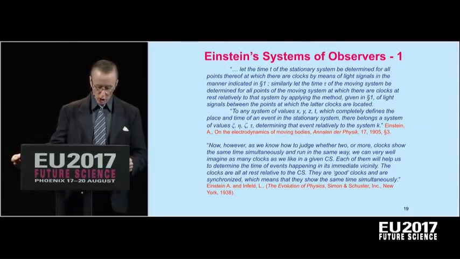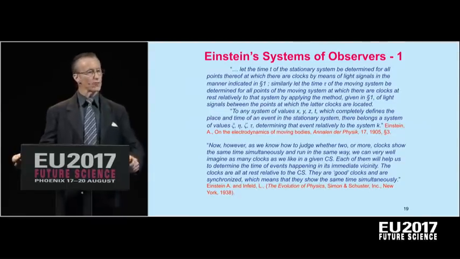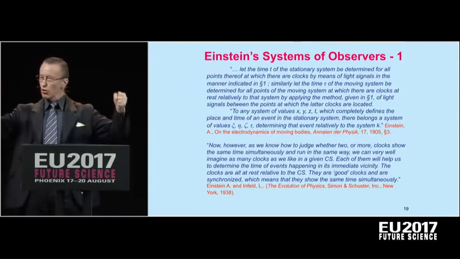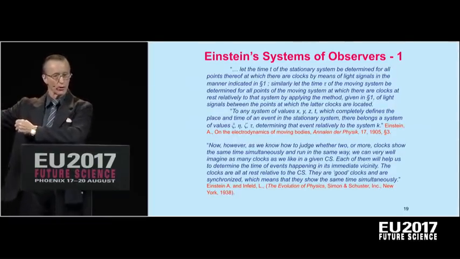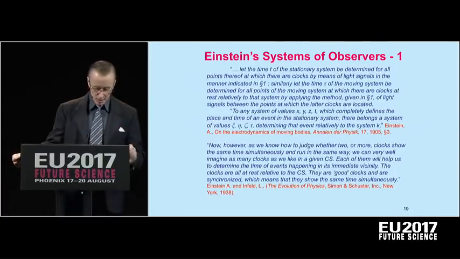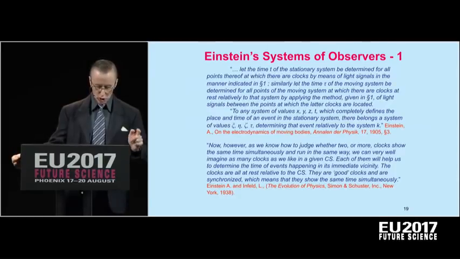Similarly, let the time tau of the moving system. So he's got first a system of stationary observers with all their clocks, and then he's got another system over here, one's t and one's tau for their times. I've lost my place. I'll go right back and read anyway. Similarly, let the time tau of the moving system be determined for all points of the moving system at which there are clocks at rest relatively to that system by adopting the method given in section 1 of light signals between the points at which the latter clocks are located.